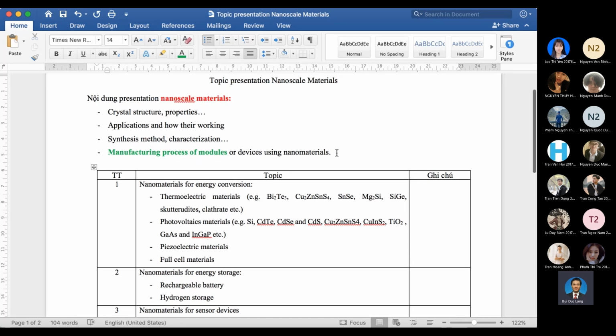Do you understand this requirement? Any discussion or confusion about this requirement? Do you want to discuss, to make sure that you understand? Make sure that when you present, it covers the full aspect of nanoscale material involved in the presentation. Any discussion? Do you want to ask here?